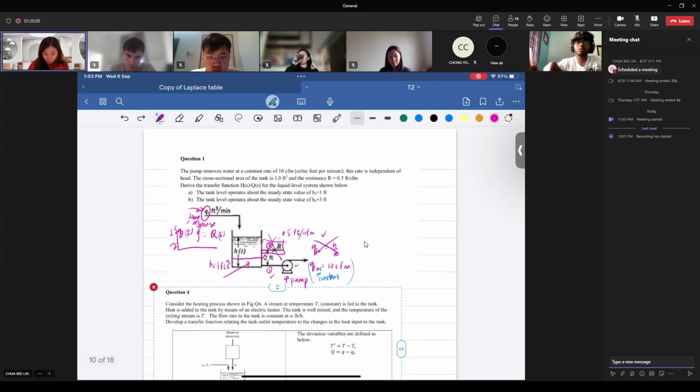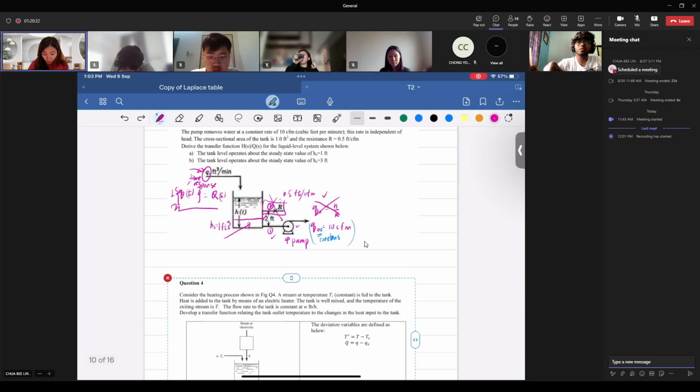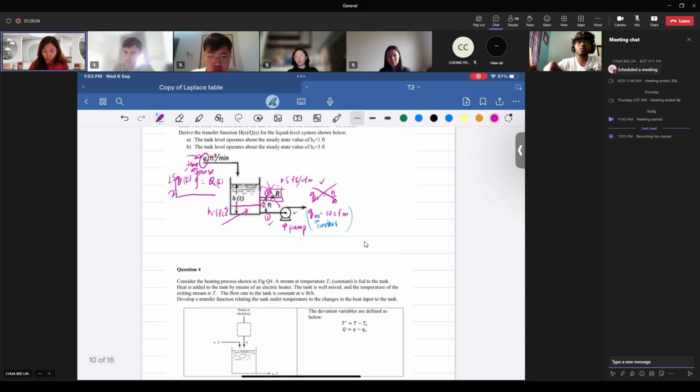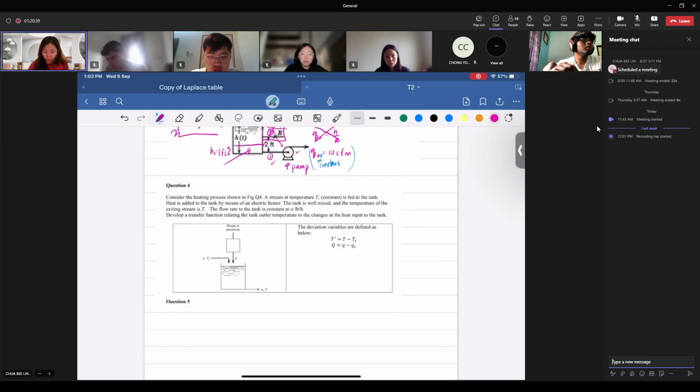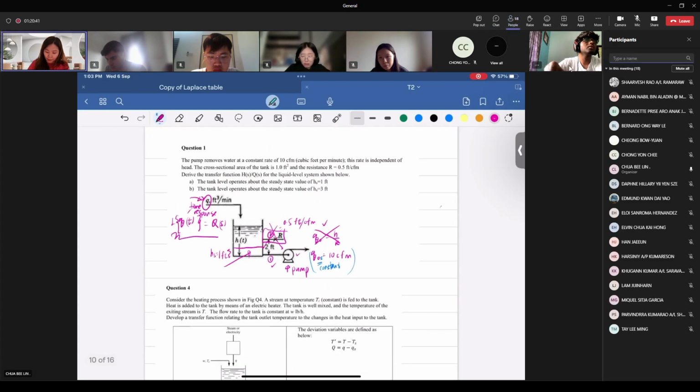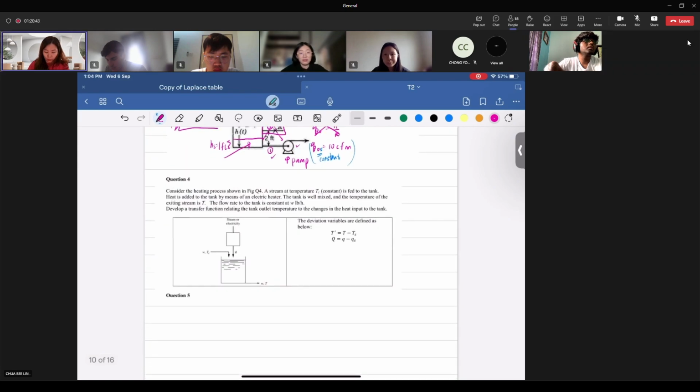Why is this page forever here? It became a sticker already. Why? Okay, never mind. So this is my question 4. I will just put a blank there.